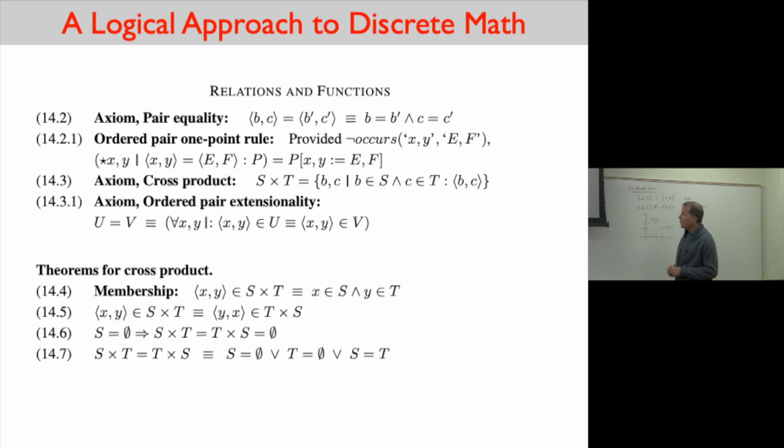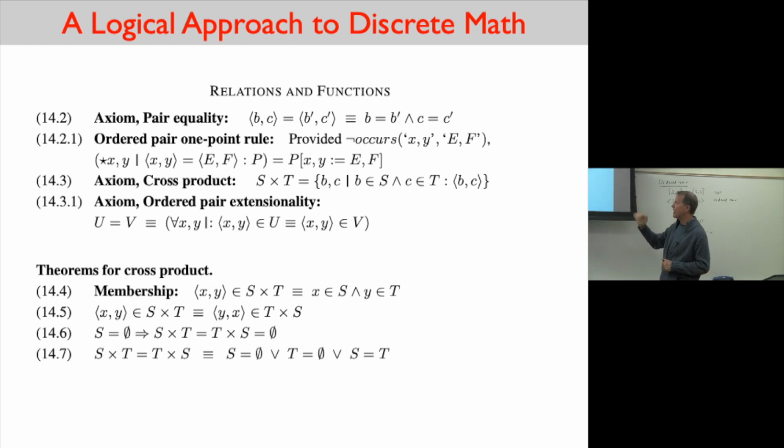Now, 4.2.1 is the ordered pair 1-point rule. What's interesting about this is that you're going to prove it. But how do you prove that two ordered pairs are equal? Well, you use the axiom of pair equality, see?